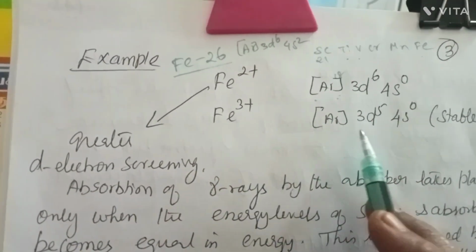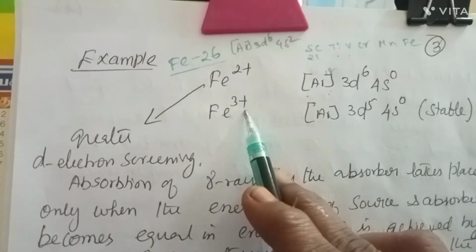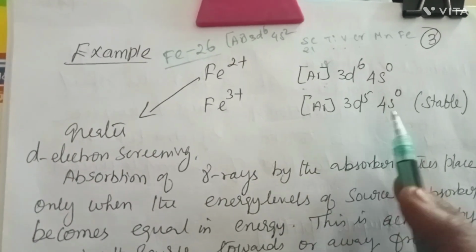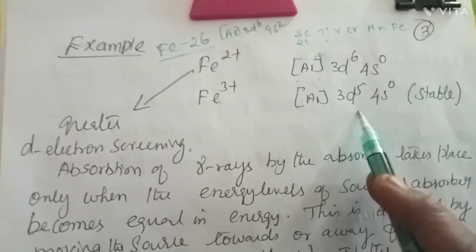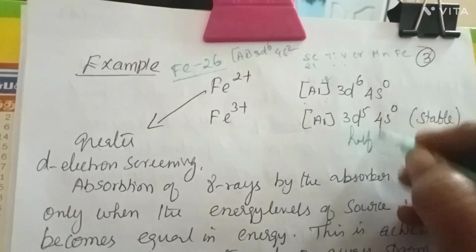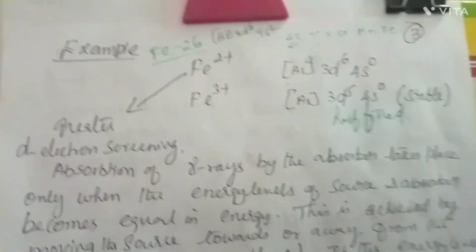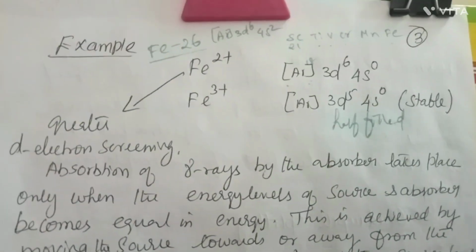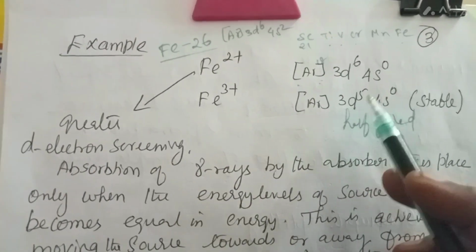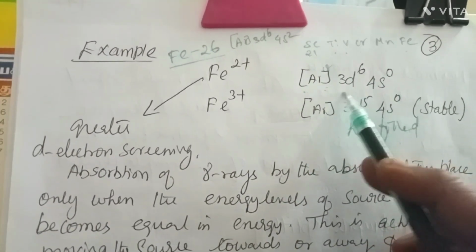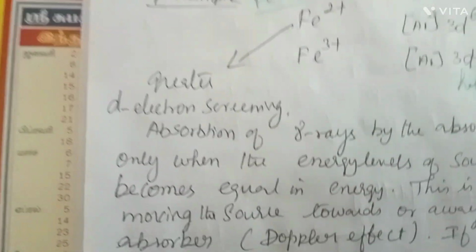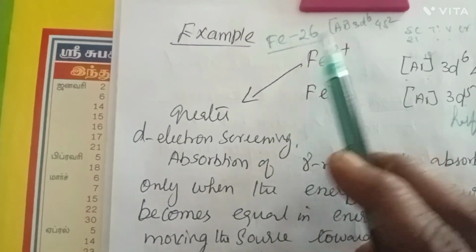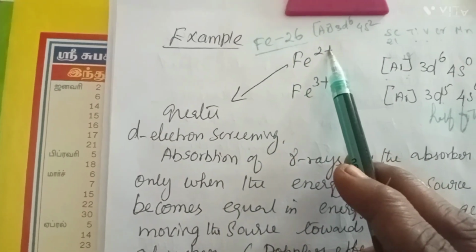For Fe2+, 2 electrons have to be removed from the s orbital, so argon 3d6 4s0. For Fe3+, 1 more electron has to be removed: argon 3d5 4s0. It's a half-filled configuration, which is a stable configuration, because the d orbital can hold 10 electrons. It is well known that the electron density is more for Fe2+ than Fe3+. So the greater d electron screening is there for Fe2+.